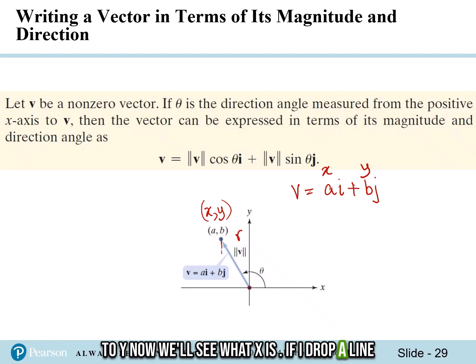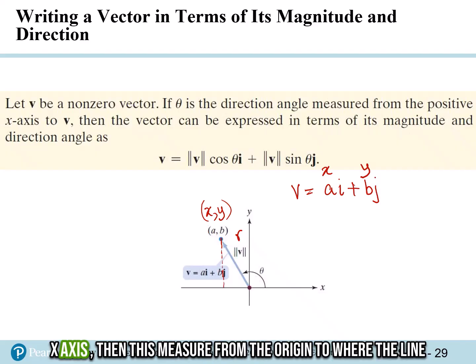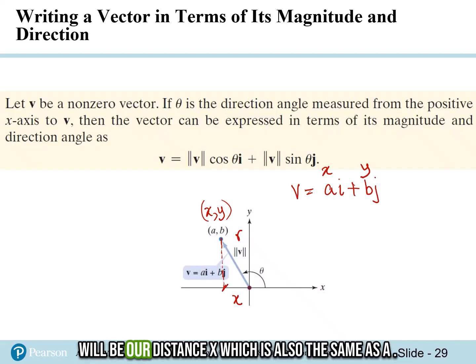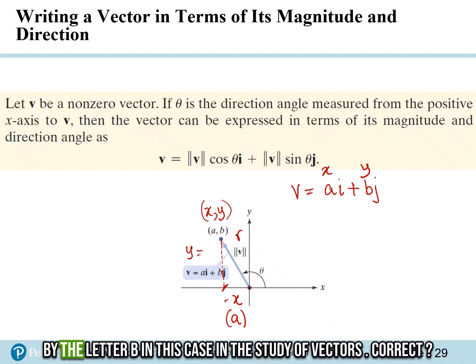If I drop a line from the terminal point to the x-axis, then this measure from the origin to where the line dropped will be our distance x, which is also the same as a. And the length y, this vertical length, is y, also represented by the letter b in this case, in the study of vectors, correct?